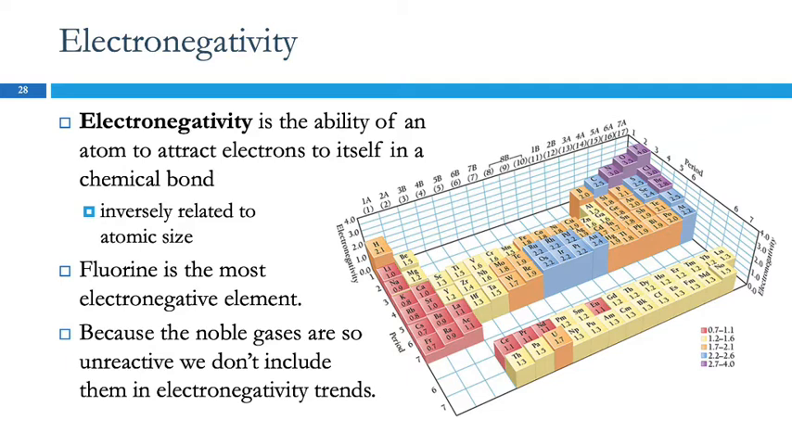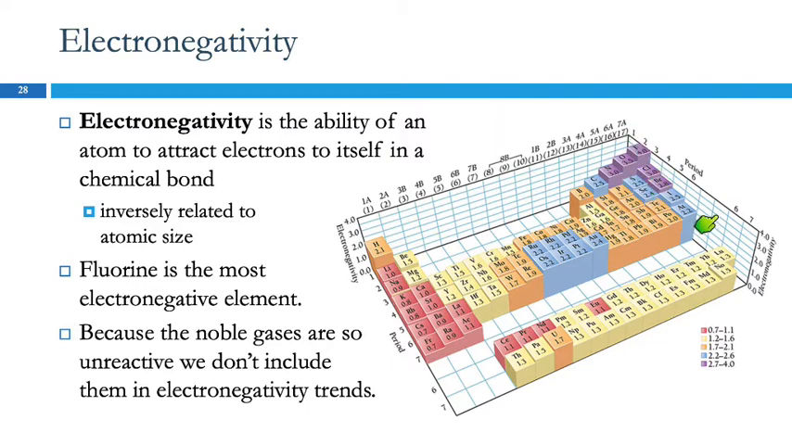There is an inverse relation to atomic size, but really the best trend to remember is fluorine is the most electronegative. So this is showing the periodic table, and how tall each of these is related to the electronegativity. So fluorine has the highest electronegativity. It's on a scale of 0 to 4. So fluorine is the highest.